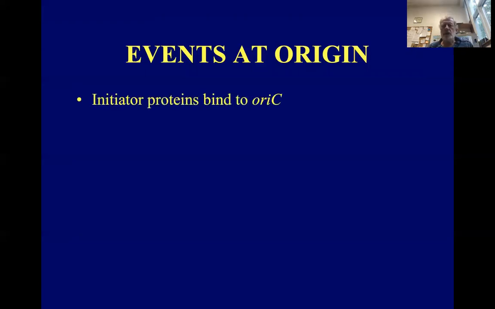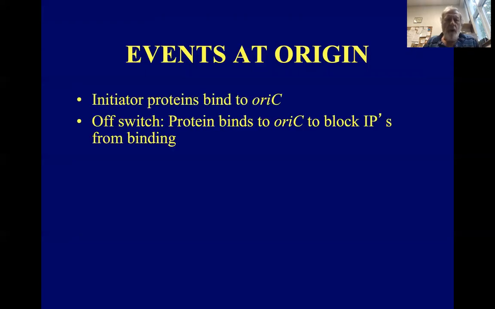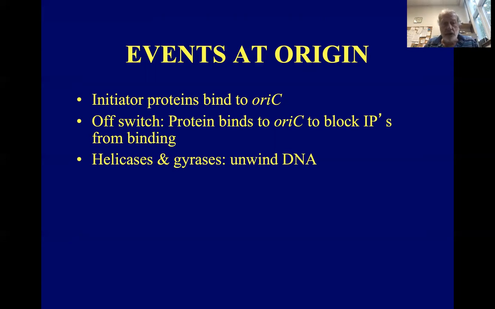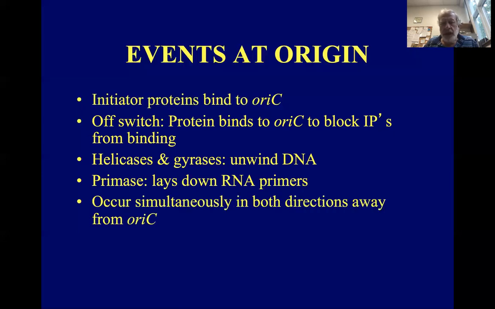So what happens at the origin? Well, the initiator proteins bind there. However, if the cell does not need to copy its DNA, then there's an off switch, which are proteins that bind to the ORI, and they block out the initiator proteins, and that prevents DNA replication from occurring. So that's how cells turn off replication when they don't need it. So anyway, helicases and gyrases come in and start unwinding the DNA after the initiator proteins attach. Primase lays down these RNA primers, and then DNA replication occurs simultaneously in both directions away from the origin.